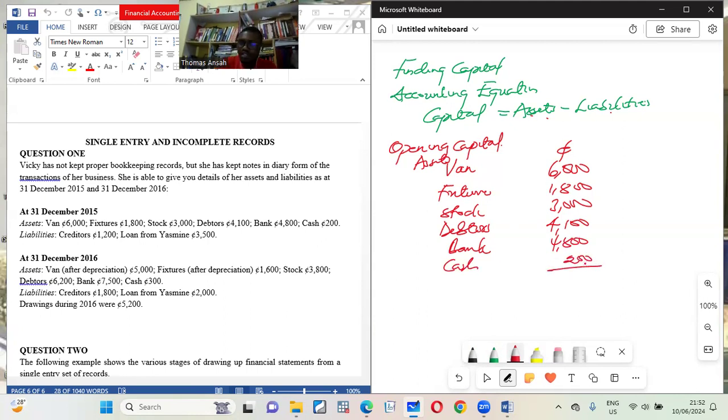So if I do this, calculator is here. So I have 6,000 plus 1,008 plus 3,000 plus 4,100 plus 4,800 plus 200. So that gives me 19,900. Then I less my liabilities.